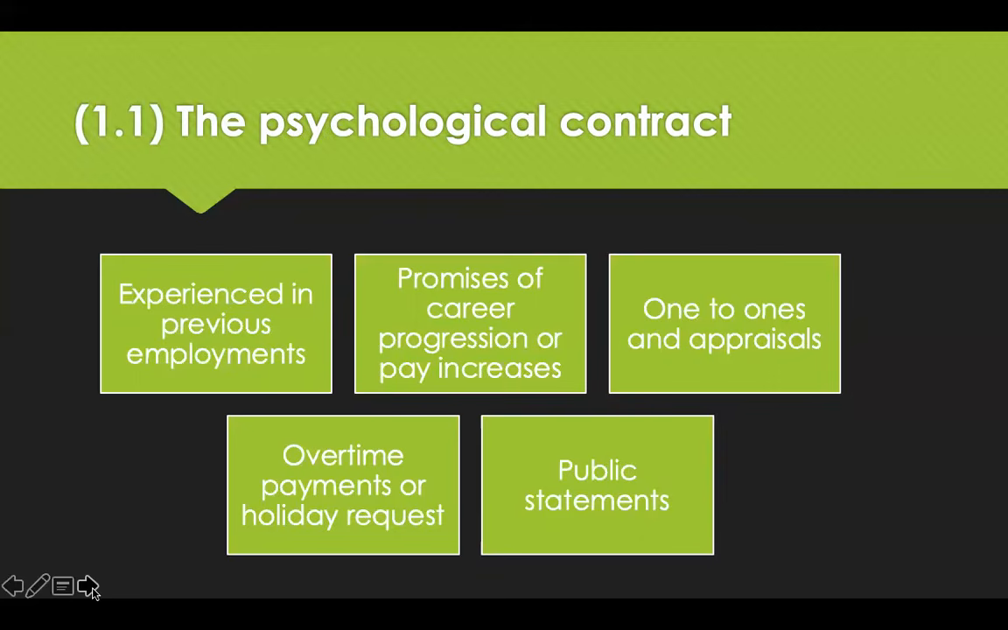Now, the basis of a psychological contract is how the manager and employee understand their relationships themselves. And this understanding can result from what the employee or manager has experienced in a previous relationship, things said during the recruitment process, such as promised career progression or pay increases, discussions during one-to-one meetings or appraisals, or decisions made or practices used in other teams by other managers, such as agreements about overtime or holiday requests, as well as public statements made by the organisation about the treatment of their employees.